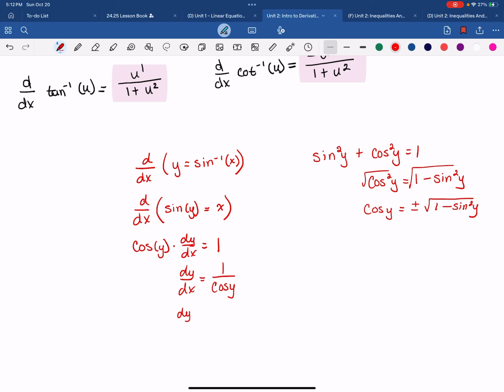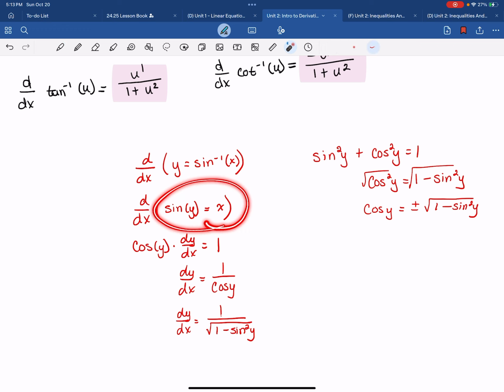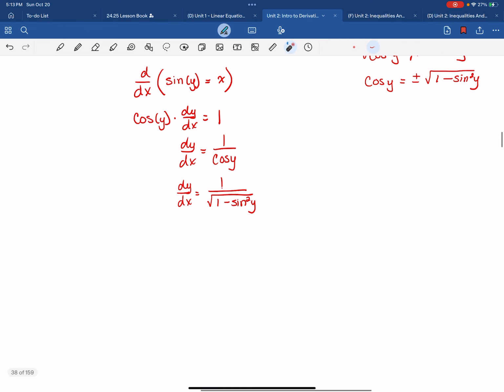So we have dy dx equals 1 over the square root of 1 subtract sine squared y. Now we do know that sine of y is equal to x. So we have dy dx equals 1 over the square root of 1 subtract x squared. So if we were not using the chain rule whatsoever, this is our rule.